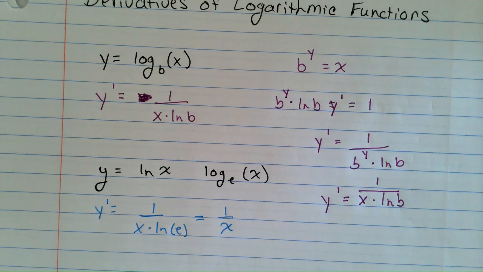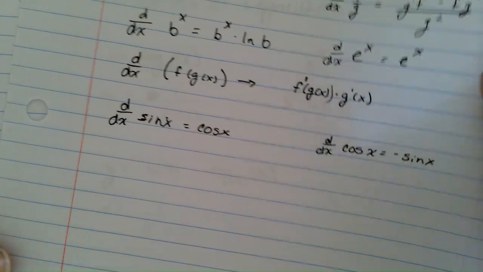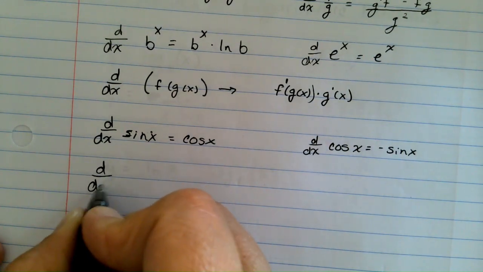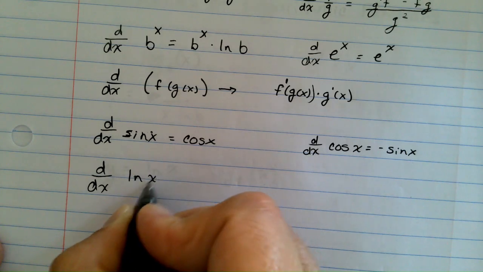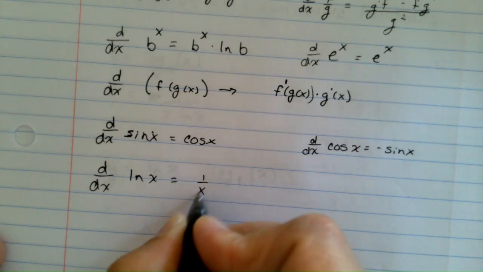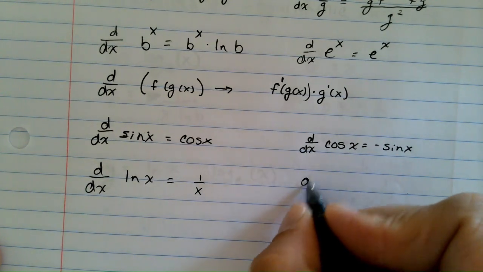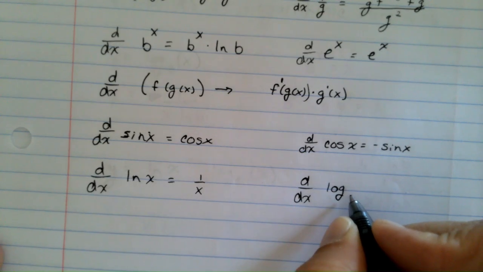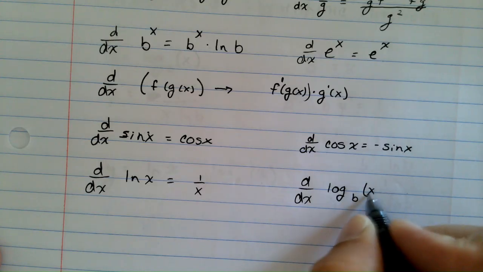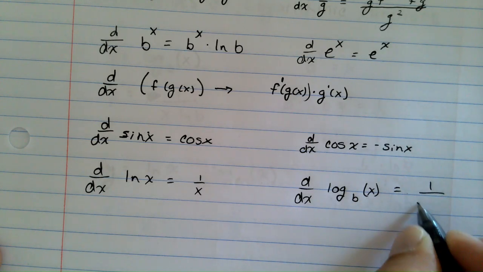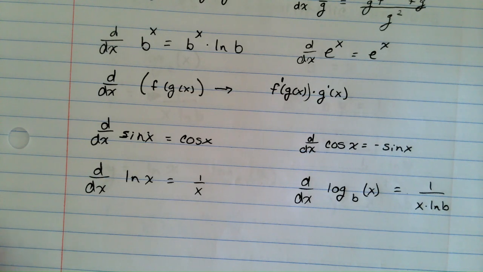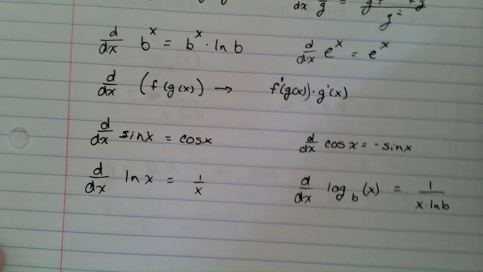So I have that rule sheet. I've used it a couple times. I'm going to add to it. The derivative of natural log of x is 1 over x. The derivative of other bases is 1 over x multiplied by the natural log of that base. So a little extra work for bases other than e.